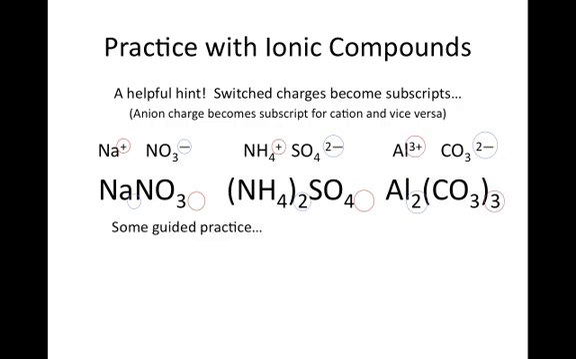Let's try some practice on your own. We need to switch the charges and make them the subscripts. We see that each K has a charge of plus 1. Because there are 3, we have an overall positive charge of plus 3. Each PO4 polyatomic ion has a charge of minus 3. We have only one of these polyatomic ions in the compound, so we have an overall negative charge of minus 3. Plus 3 and minus 3 balance out to be 0.